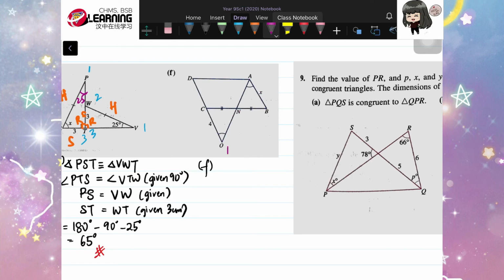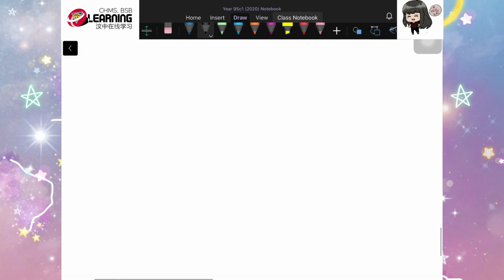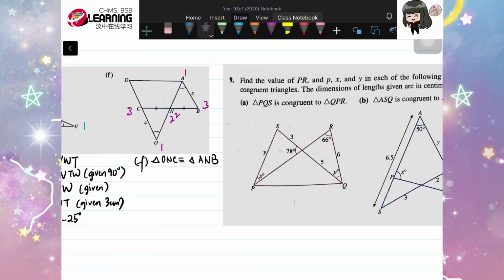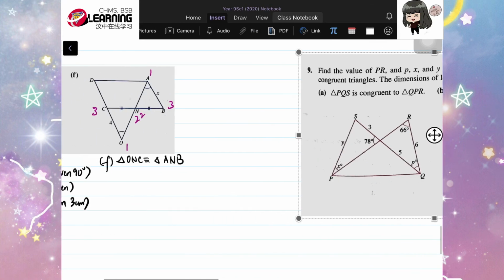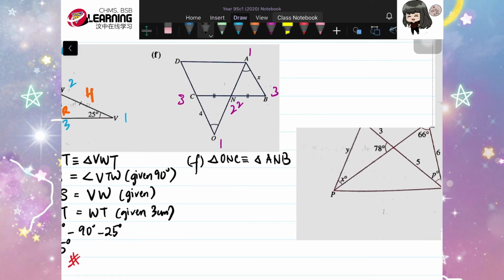Okay, let's number them. If O is your first one, then A is your first one. If your N is your second one, your N will also be your second one. Your third one C, your third one is B. So triangle OCN is congruent with triangle ABN. Move to the other side first.